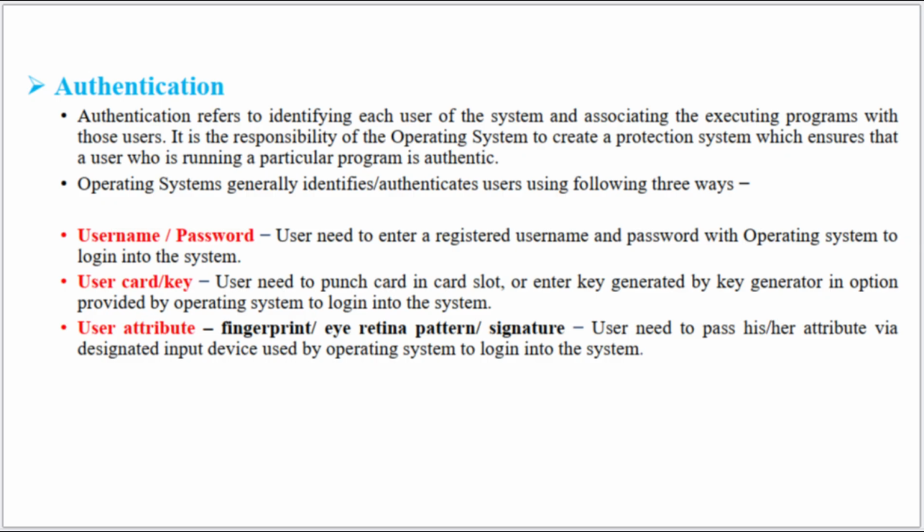3. Authentication. Authentication refers to identifying each user of the system and associating the executing programs with those users. It is the responsibility of the operating system to create a protection system which ensures that the user who is running a particular program is authentic.